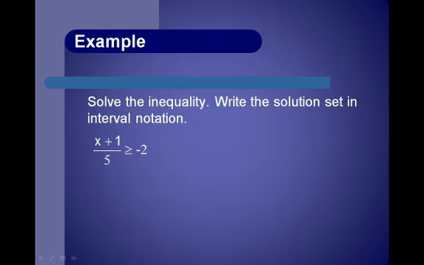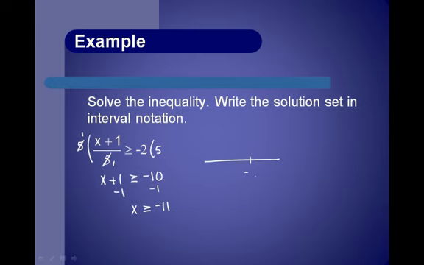Second example, solve the inequality, write the solution set in interval notation. Well, this time we've got a fraction, so we can clear out our fractions if we multiply both sides by the LCD, which in this case would be 5. 5 goes into 5 once for both of those, so we end up with x plus 1 is greater than or equal to negative 10. To get x on a side by itself, we're going to subtract 1, so we get x is greater than or equal to negative 11.